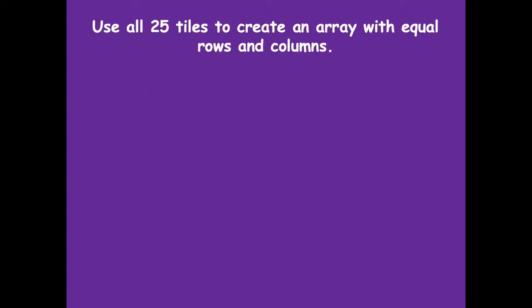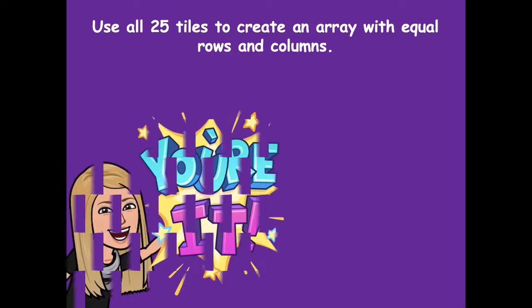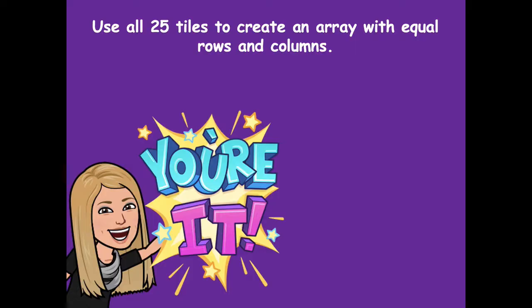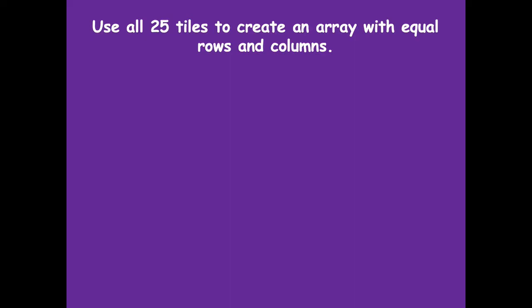Okay, so now we're going to use all 25 tiles to create an array with equal rows and columns. So pause the video, take all 25 of your tiles, and create an array that has equal rows and columns. And then click play when you're ready for the next step. All right, friends, pause if you need more time.